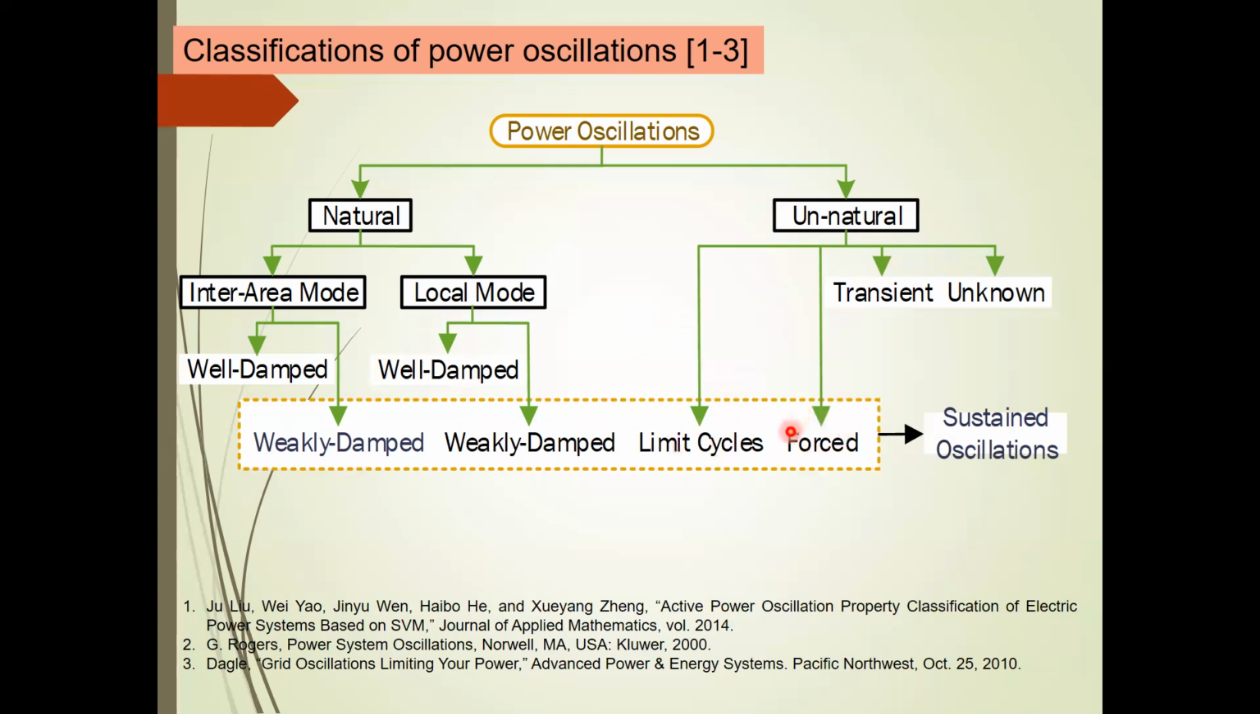And then because of the periodic action of load, you have some type of forced oscillations, and these are basically sustained oscillations. That is why this classification of oscillations is referred to as unnatural, because for these oscillations the actual reason is still not very well known to us. We are still working on what the exact reason is and how we can minimize the occurrence of such oscillations which exist now in our power system. So this is the general classification of power oscillations in the system.